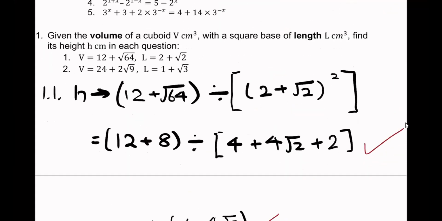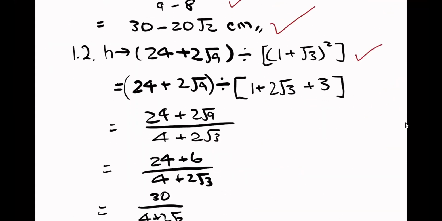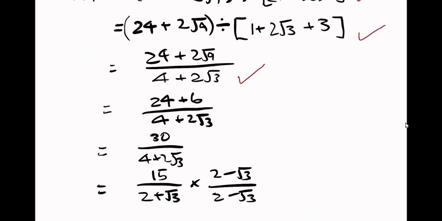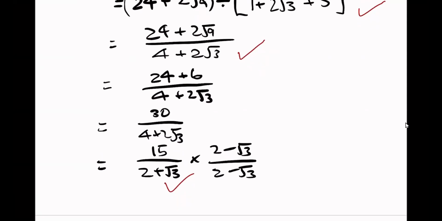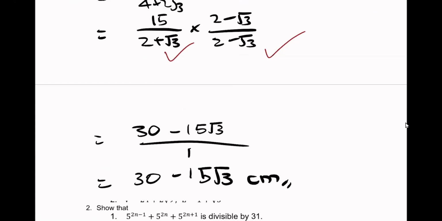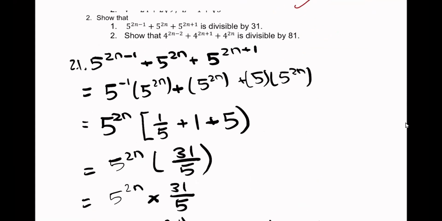Next question, the volume is 24 plus 2 root 9, then the length is 1 plus root 3. Square to get the area of the square base. You get this guy plus this guy plus this guy. Correct. And it's 4 plus 2 root 3. Cancel off the common factor of 2. You get 15 over 2 plus root 3. Then hold on a second, let me think a bit. Square root 9, right. Correct. Correct so far. Then you just multiply by the conjugate. Then 30 minus 15 root 3 over 1. Yes, 30 minus 15 root 3. Good.